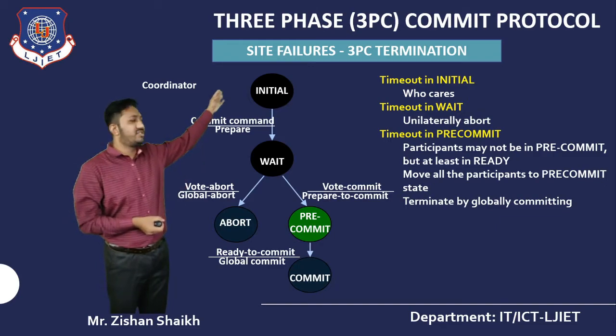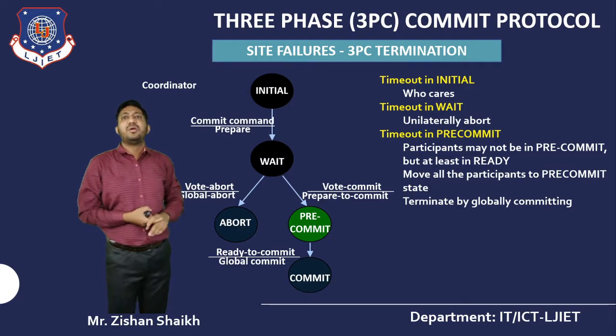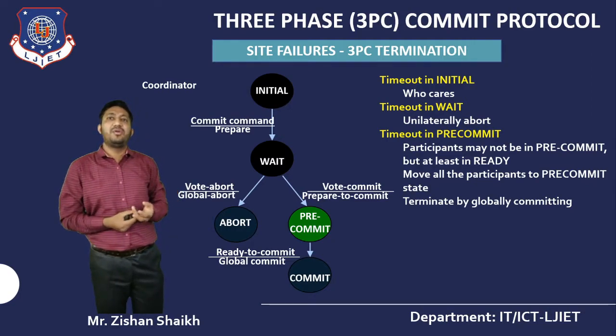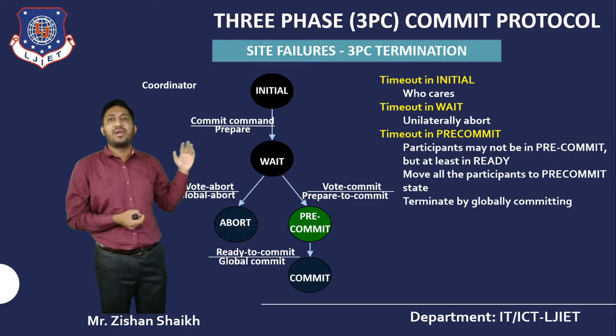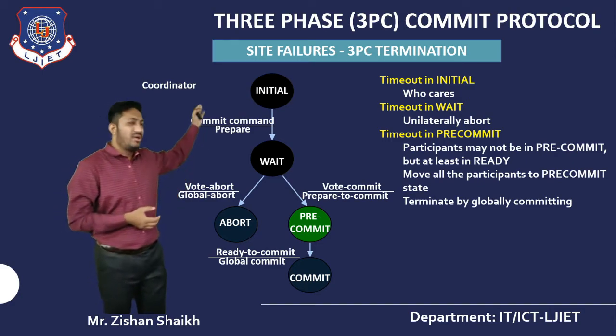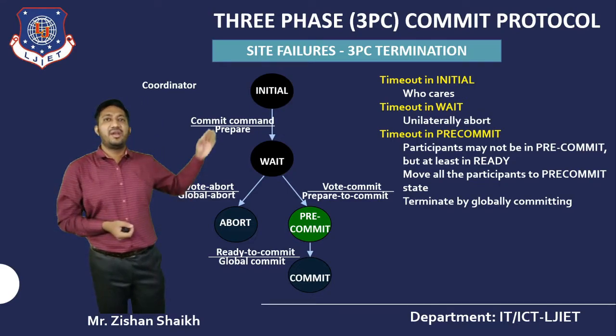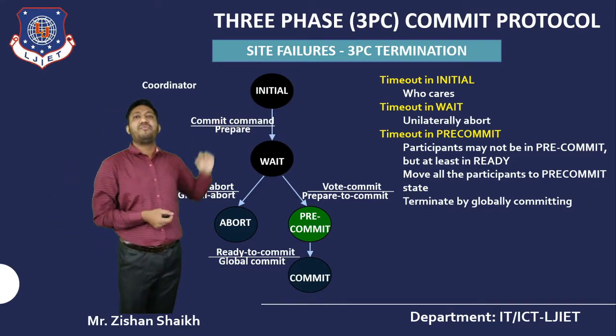So this is the initial state, and our coordinator has a timeout. What happens here? If the transaction manager finds that my coordinator has failed or timed out here, then it has to restart. Don't worry about that, because it is the starting phase. Next is the timeout in the wait state.